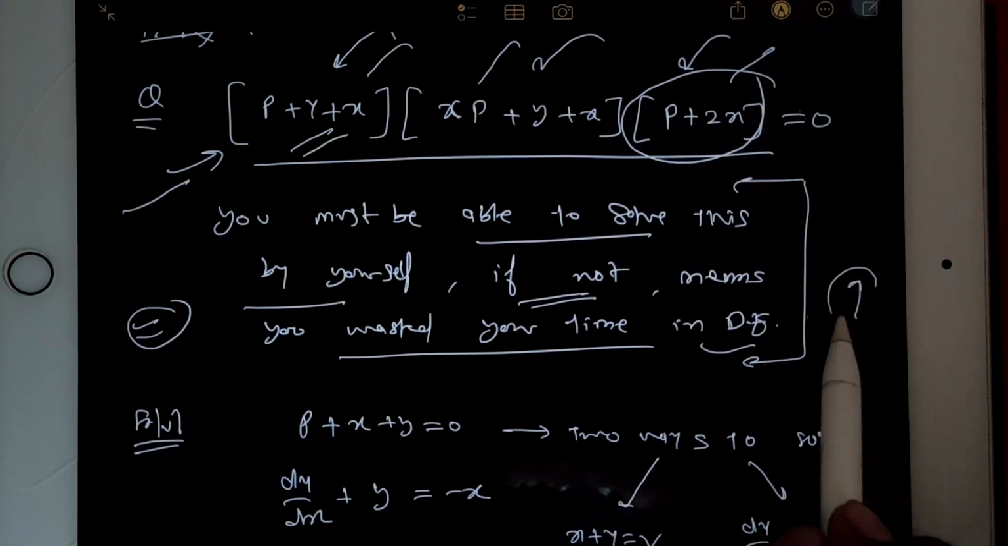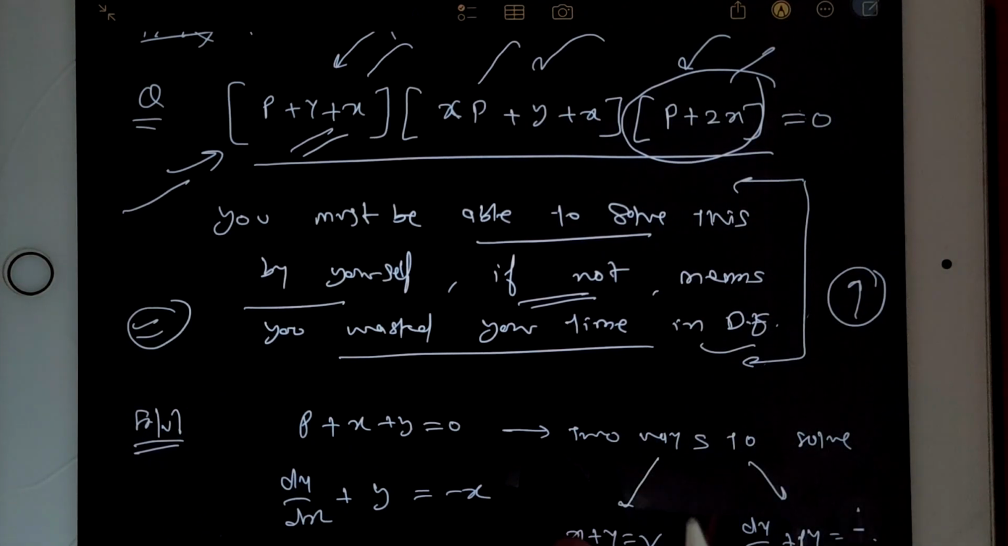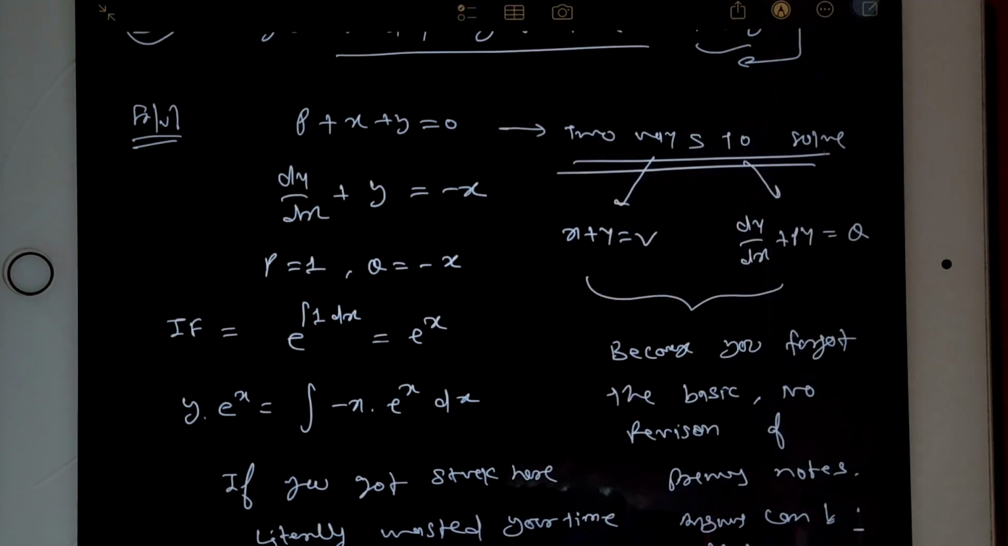It will boost your confidence, and it will make your sense broad. Your thought process on the question will increase if you are not forgetting concepts, if you're revising. Okay. So there are 2 ways to solve this.